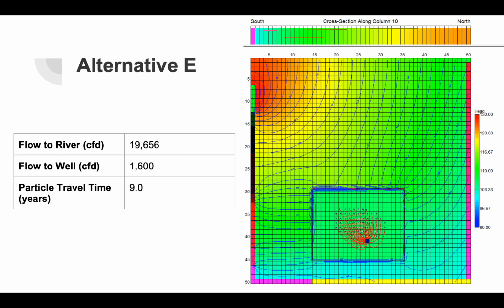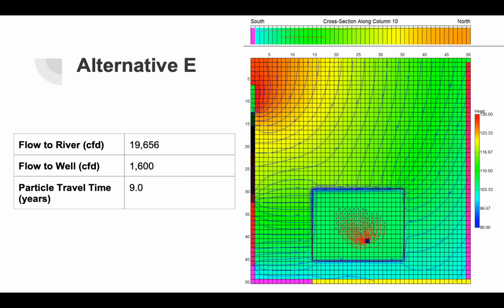With this alternative, the flow to the river is about 1,000 cubic feet per day more, and it has the lowest particle travel time in years of any model that we've seen, which is another attractive characteristic of this model. We see in this model that no particles go into the river. It's all constrained within the confining wall here.